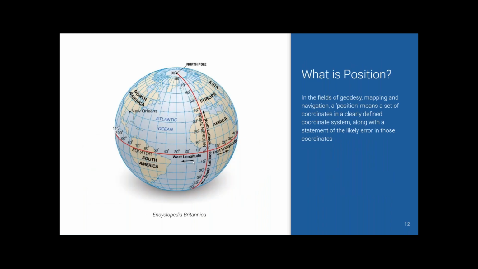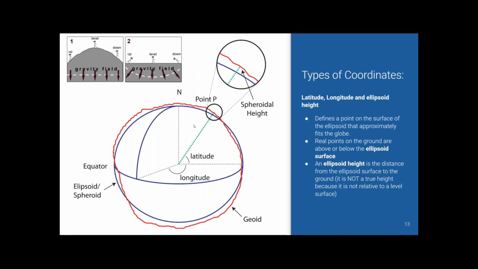So now we've got to answer the question, what is a position? In geodesy and mapping, a position is a set of coordinates in a clearly defined coordinate system along with a statement of the error of those coordinates. So here's the most common, a latitude and a longitude. I stole this from Encyclopedia Britannica. And also implied in here is the size of the ellipsoid. How big is the ellipsoid?